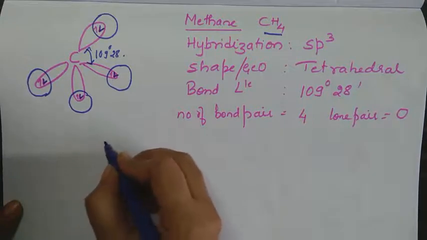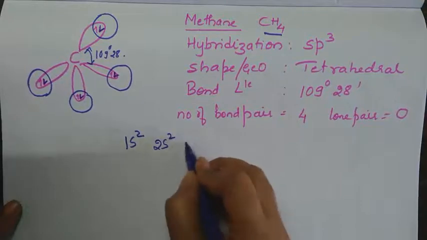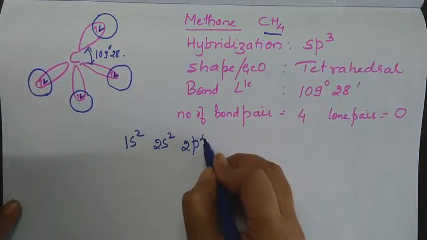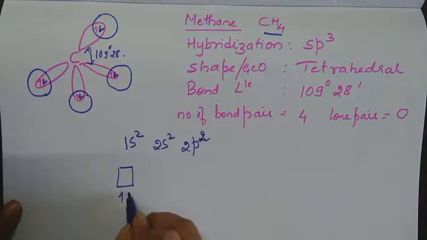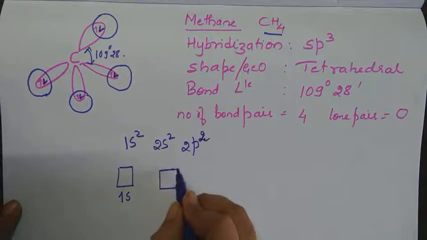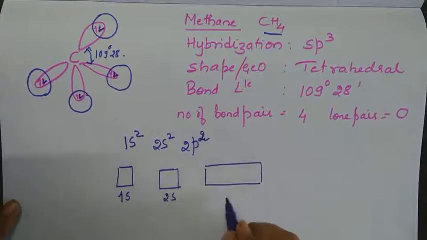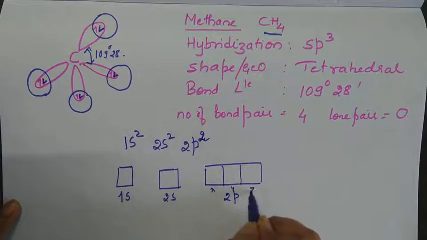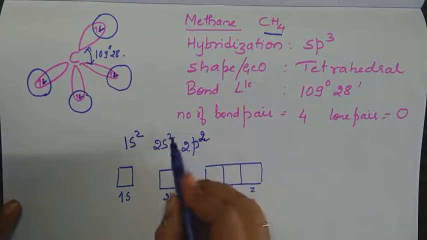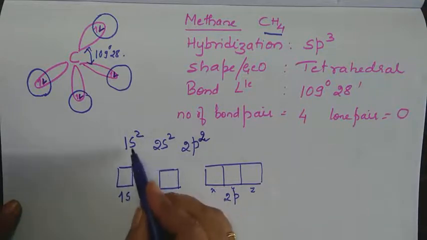Atomic number of carbon is 6. So 1s2, 2s2, 2p2. I can put them in the boxes. This is your first 1s orbital, this is your 2s orbital and this is your 2p orbital. 2p orbital has subshells X, Y and Z. So we are going to fill these electrons into these boxes. The square box is nothing but your s orbital.